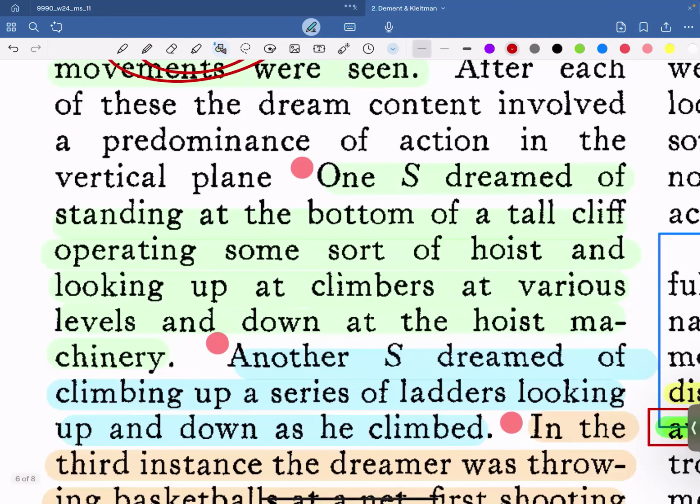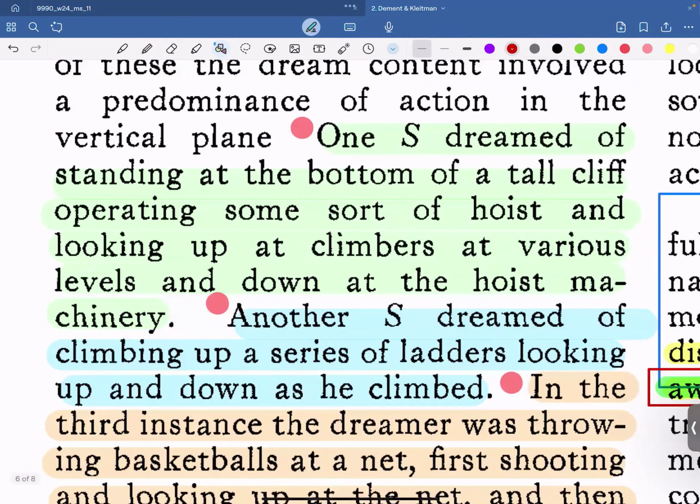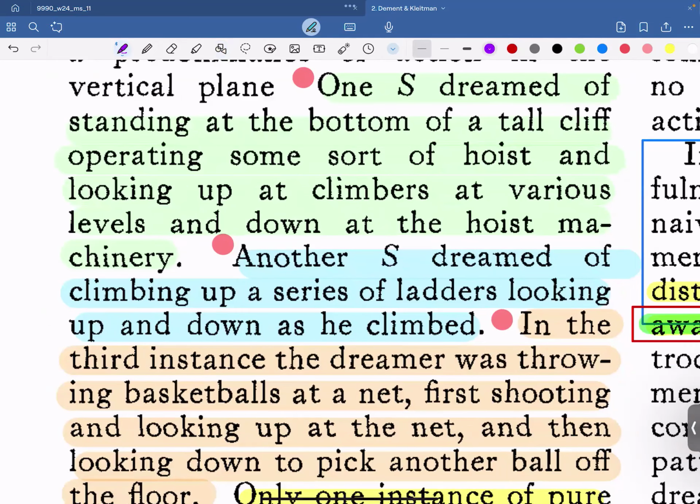So let's give this a quick read. Over here, we have the first dream that was reported. This is the second one, and this is the third one. So the first one, the subject dreamt of standing at the bottom of a tall cliff operating some sort of hoist and looking up at climbers at various levels and down at the hoist machinery.